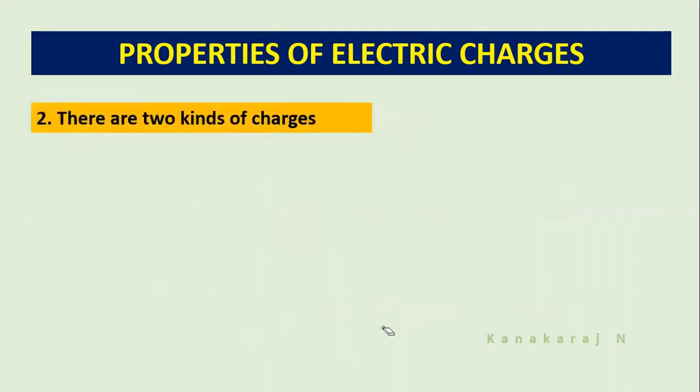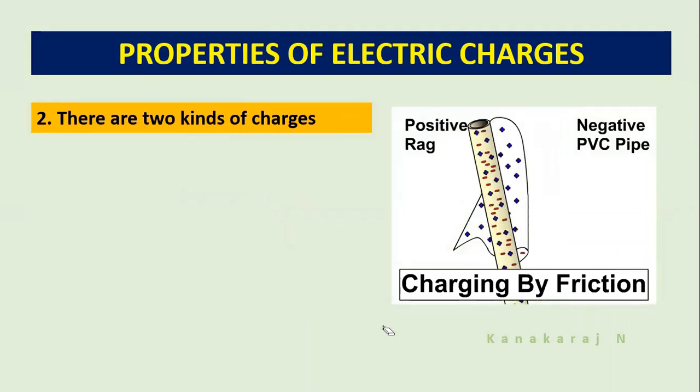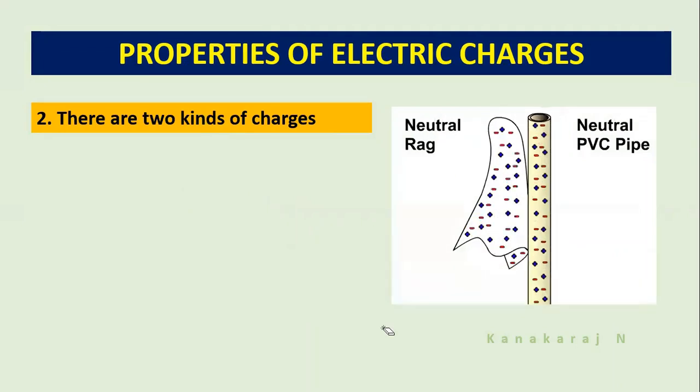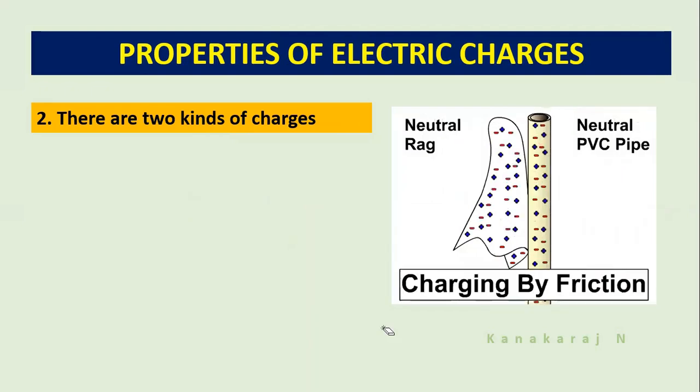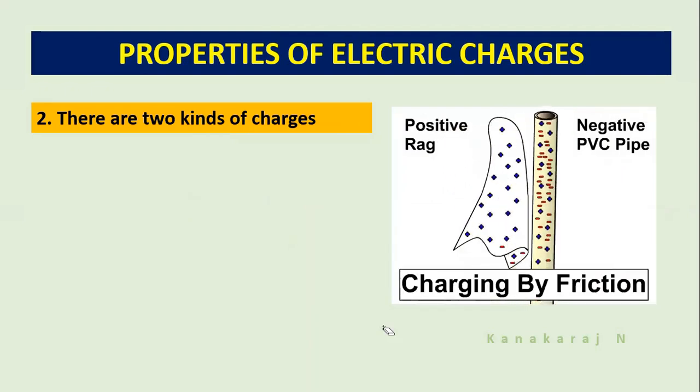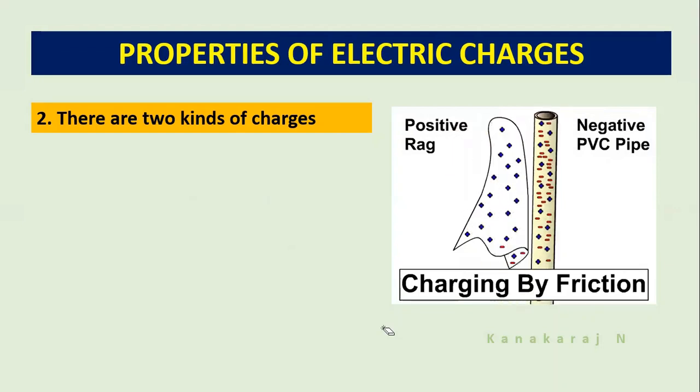Second property: there are two kinds of charges, positive charge and negative charge. You rub one object with another object, like a neutral rag and a PVC pipe. Electrons transfer from one object to the other by friction, making one positive and the other negative, right?